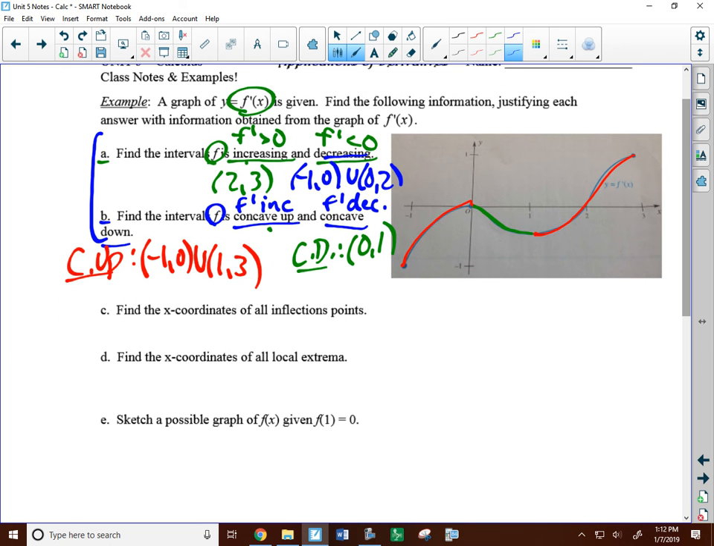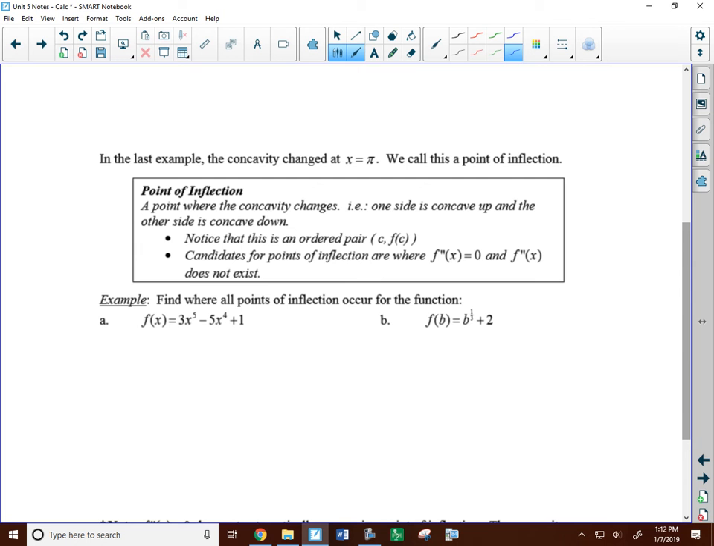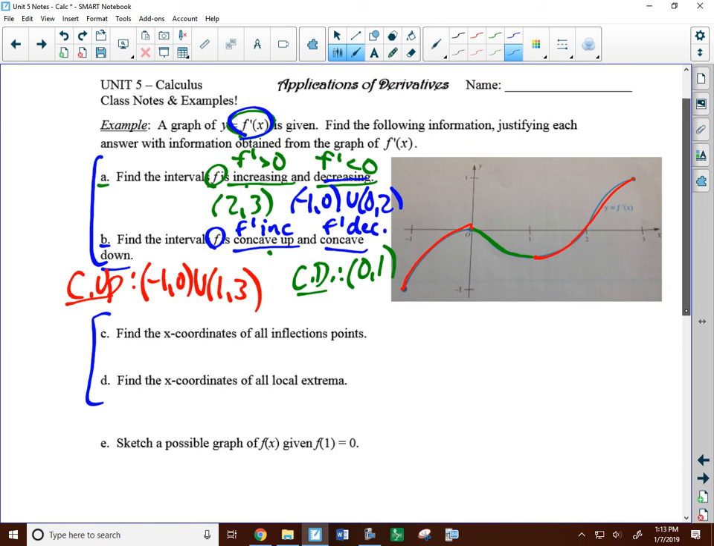Okay, so the key thing here is this is f prime, not f, very different. I'm going to use parts A and B to help me get C and D. Part C, find the x coordinates of all inflection points. If you remember, inflection points occur when the concavity changes, so when the concavity switches positive to negative or negative to positive.